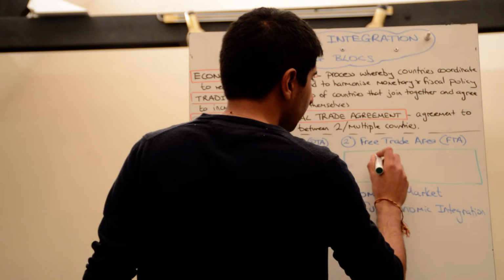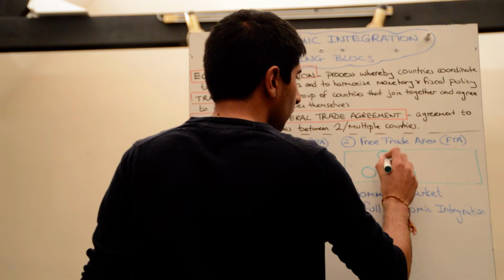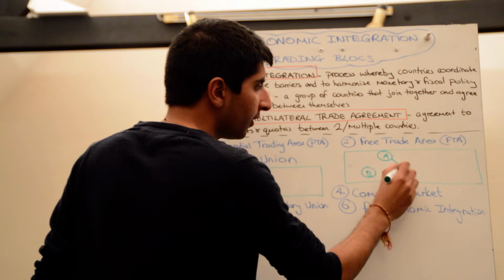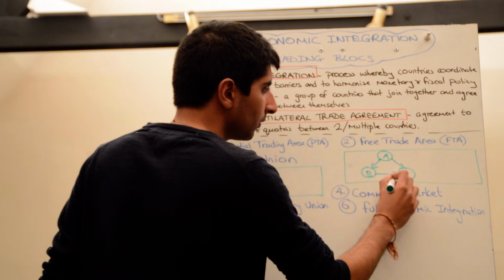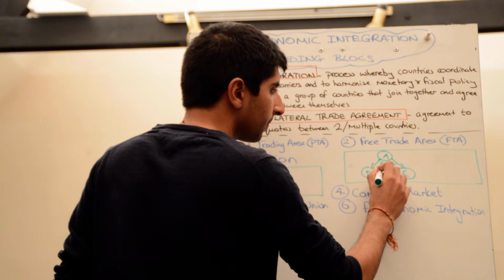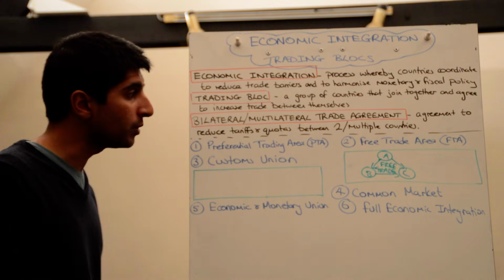Okay, so let's say you've got 3 countries. Let's call them country A, country B and country C. Between all of them there is absolute free trade. No embargoes, no tariffs, no quotas.